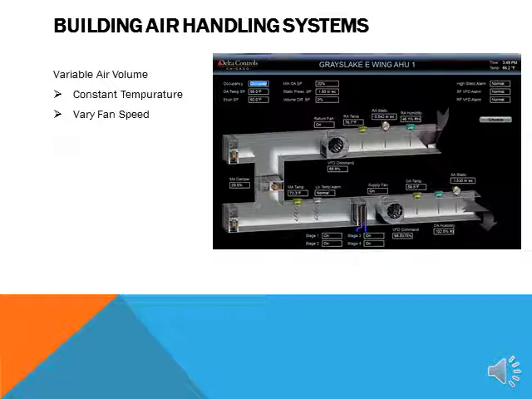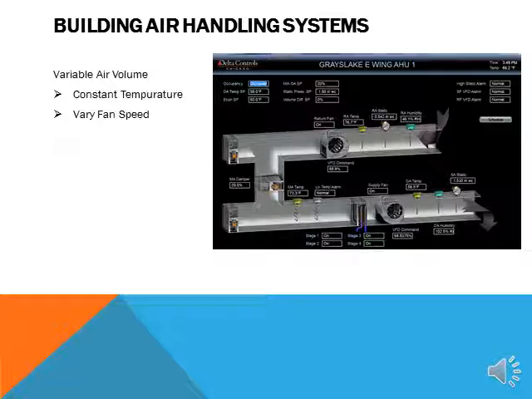Building air handling systems, variable air volume. In variable air volume systems, or VAV systems, we have a constant temperature and we vary the fan speed to maintain the temperature in the structure. Normally these systems provide air out of the discharge of the unit at about 55 degrees. The system itself maintains occupant comfort by varying the fan speed.